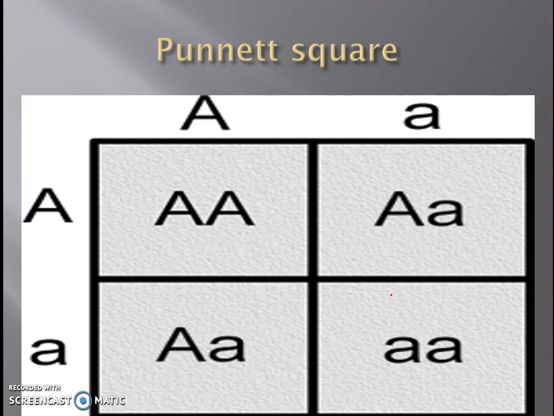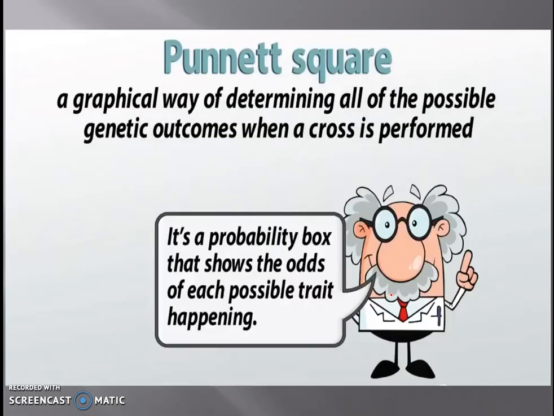Since there are so many possibilities when the genes of two parents combine, it's helpful to use a tool called a Punnett square. What is a Punnett square? A Punnett square is nothing but a graphical way of determining all the possible genetic outcomes when a cross is performed. When I'm talking about the cross, that means when you're crossing a male and a female, what is going to be the outcome? The outcome is the offspring. A Punnett square is also a probability box that shows the odds of each possible trait happening in the next generation, or the offspring.